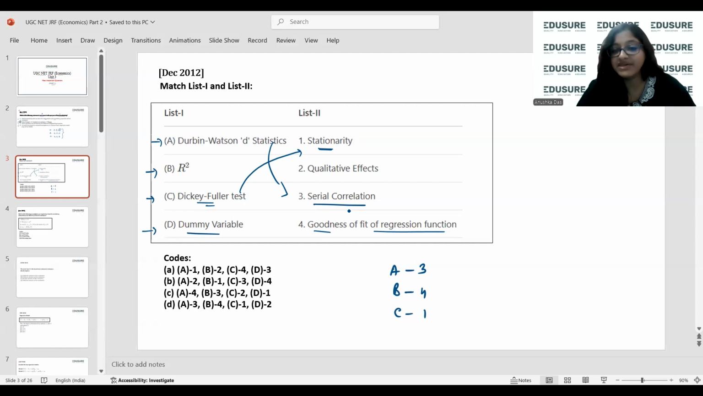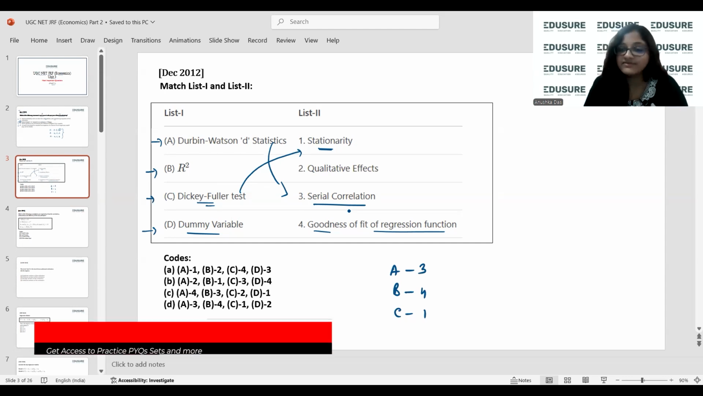And finally, you have the dummy variable. What is a dummy variable? Suppose you want to introduce qualitative data, a qualitative variable, in your model. Qualitative means categorical variable. Categorical means which you cannot express in numbers. For example, gender. Gender is a qualitative variable: male, female, or other. So you cannot express them as numbers. That is why you have to introduce a dummy variable in order to include them in your model.